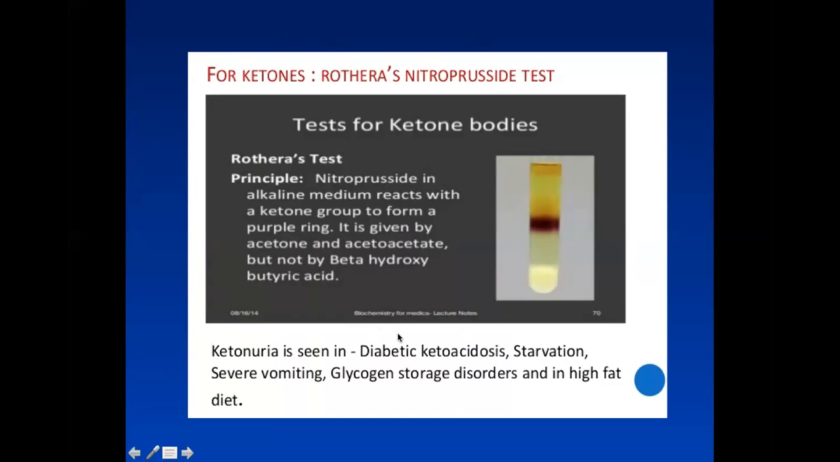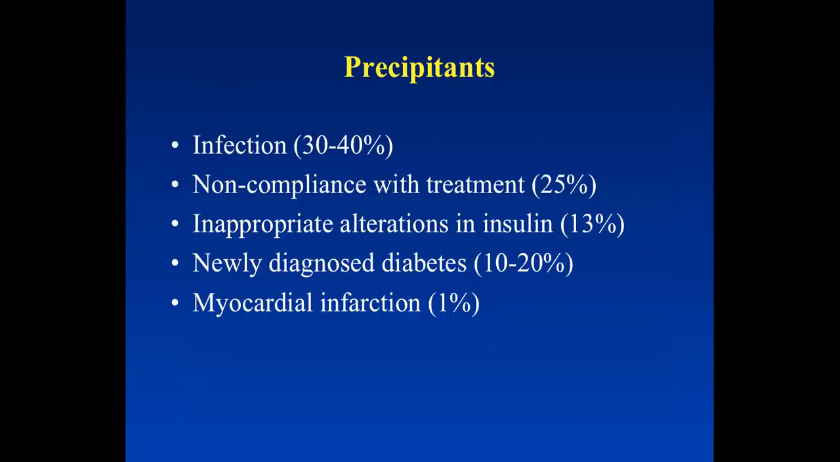The other thing you have to remember is ketonuria is seen in other situations as well. Ketone bodies can be produced in the body in starvation, severe vomiting, and in some inherited metabolic diseases like glycogen storage disorders. So it is not always because of diabetes. You have to take into account your total clinical picture and other investigation findings before deciding this is diabetic ketoacidosis.